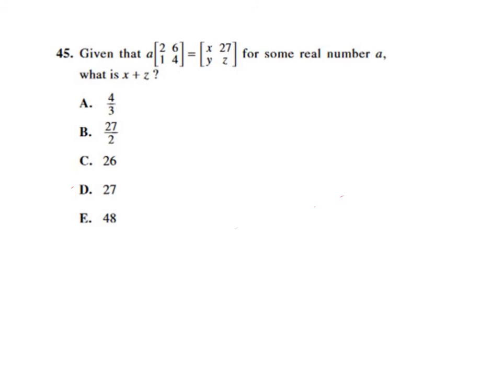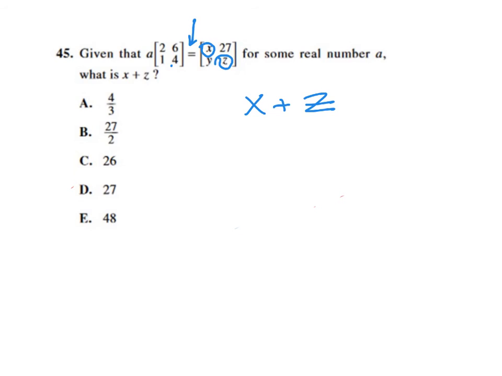Number 45, given that A times this matrix equals this matrix for some real number A, what is X plus Z? So that's what we want to know. Well, here is X, and here is Z. And we know that these two matrices are equal to each other. There's an equal sign between them.